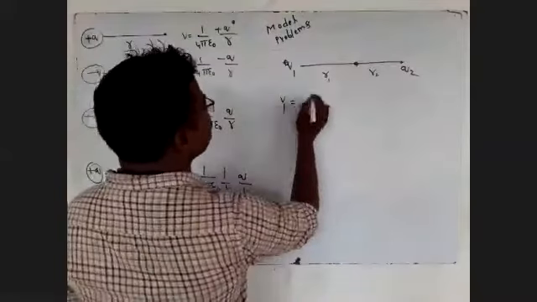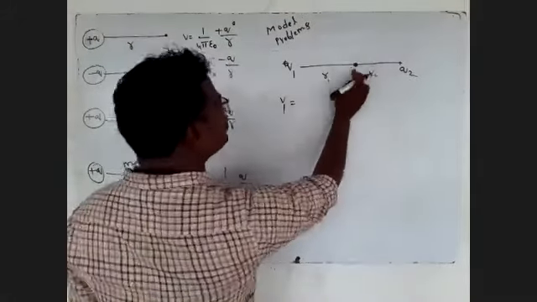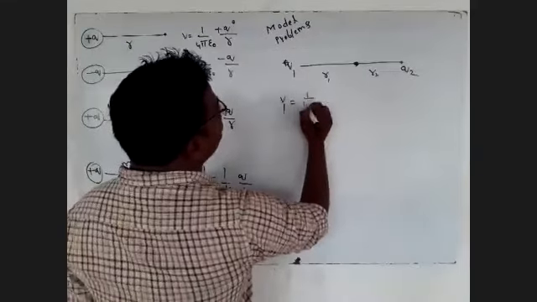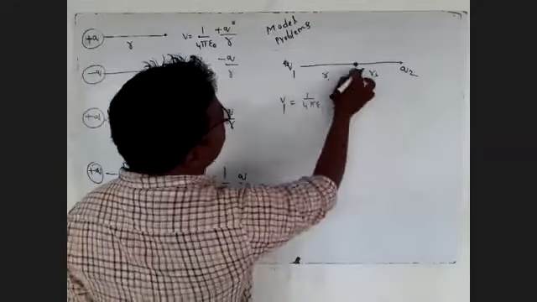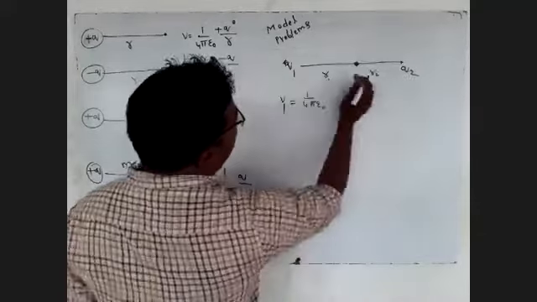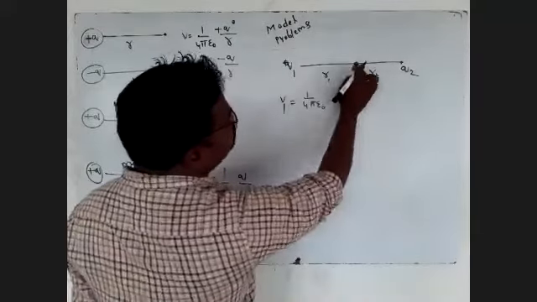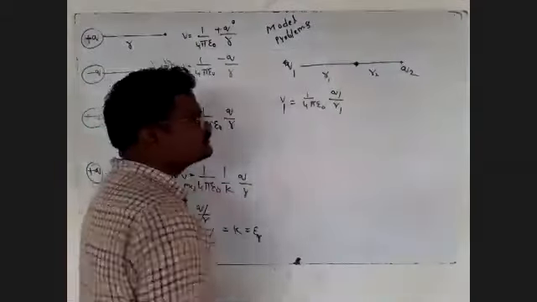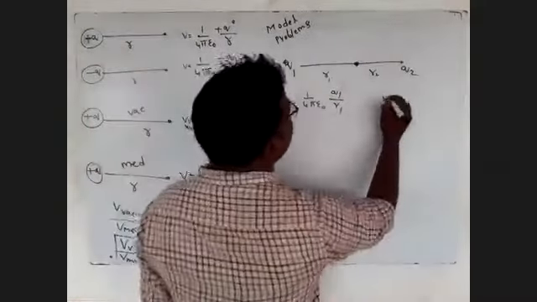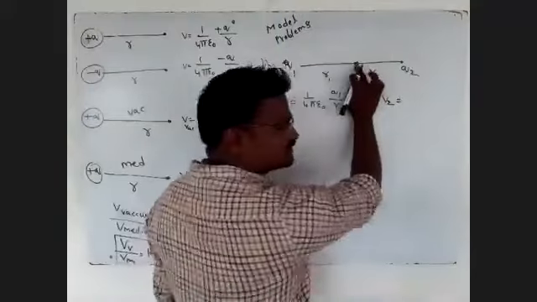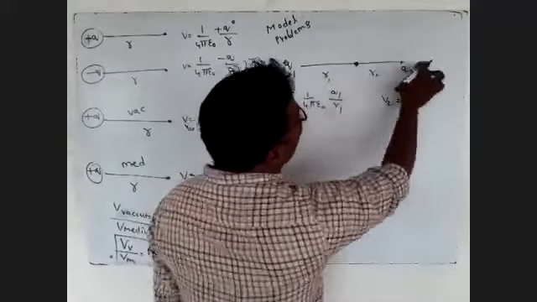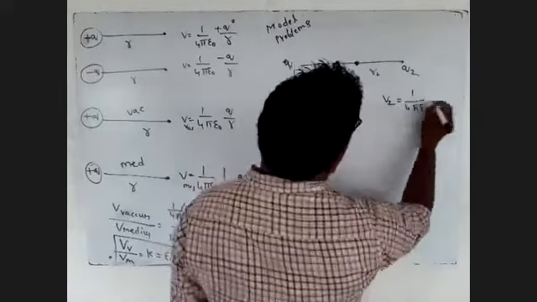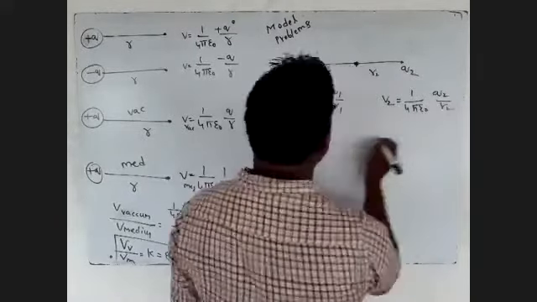So V1 is the electric potential at this point due to Q1. The medium between the source charge and the point charge is 1 by 4 pi epsilon naught, so V1 is 1 by 4 pi epsilon naught Q1 by R1, where the distance is R1. This is V2. At this point we have to find the electric potential due to the other charge, V2 is 1 by 4 pi epsilon naught Q2 by R2.